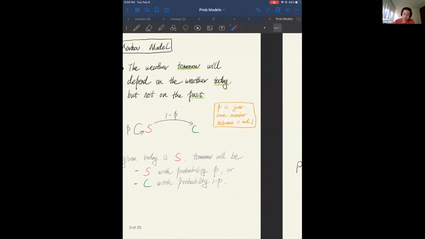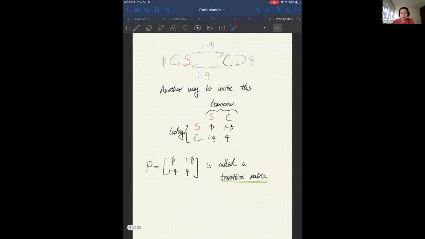Okay. To complete the diagram, we also have to decide what happens when the day is cloudy. So out of the state C, we have two more arrows, which are Q and 1 minus Q. Another way to represent this information is through something known as a matrix.